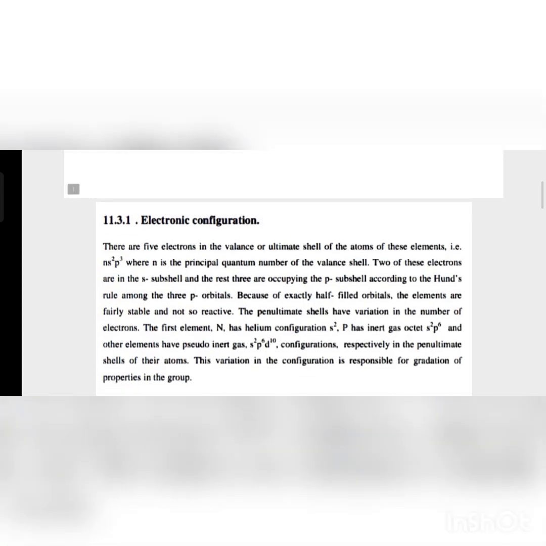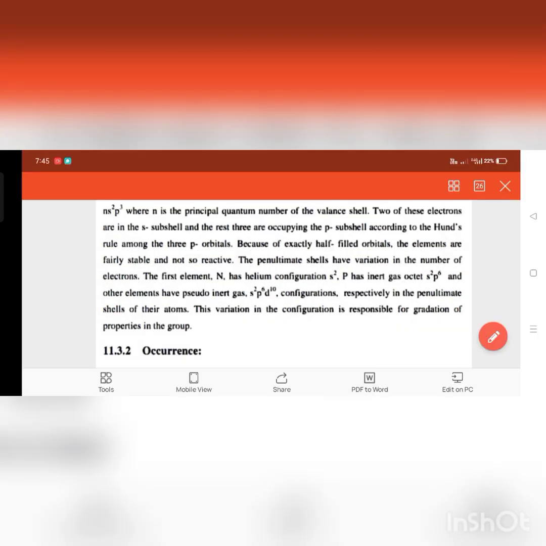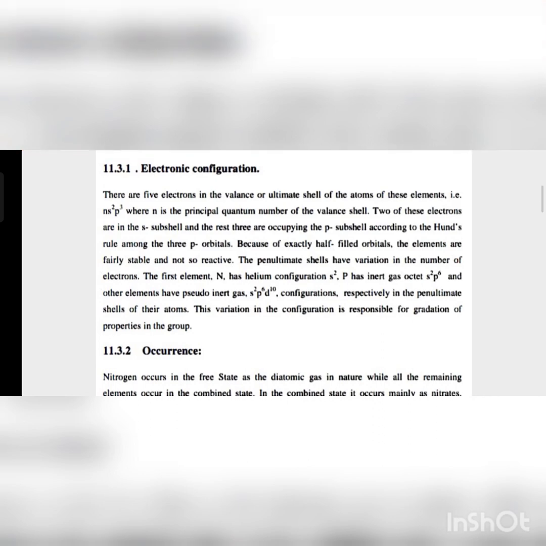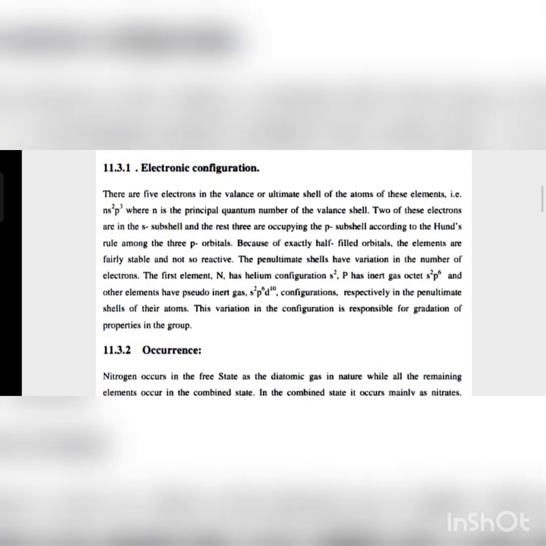The penultimate shells have variation in the number of electrons. The first element, nitrogen, has helium configuration 1s2, phosphorus has inert gas octet 2s2 2p6, and other elements have pseudo inert gas s2 p6 d10 configurations, respectively, in the penultimate shells of their atoms. This variation in the configuration is responsible for gradation of properties in the group.